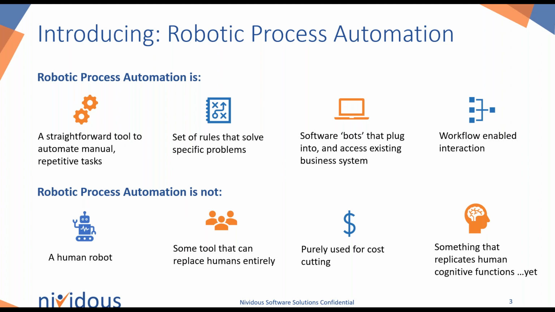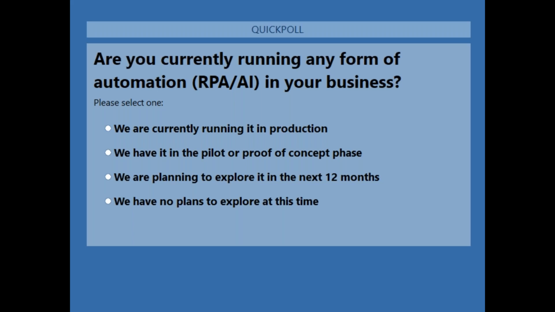So before we get into any of the content, let me just put up a quick poll and see where our audience currently is regarding the use of robotic process automation, or really any automation in your business. We have 4 choices for you to pick from. Just pick whatever's closest. Either we're currently running something in production, or we're currently working on a pilot or POC, we're planning to explore it in the next 12 months, or we don't really care, or maybe we've never even heard about any of this before.